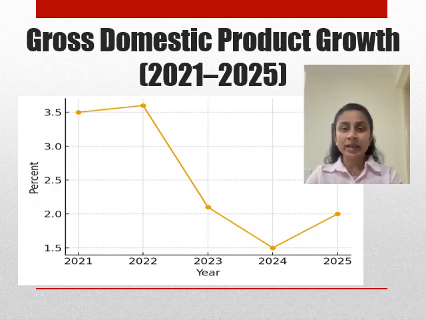After the recession in 2020, Australia's GDP rebounded strongly in 2021 and 2022. However, as interest rates rose and global demand softened, growth slowed to around 2% in 2023. Modest recovery is expected in 2025 as inflation stabilizes and confidence improves. This pattern shows that Australia avoided a deep downturn but has struggled to sustain momentum amid tight monetary conditions.